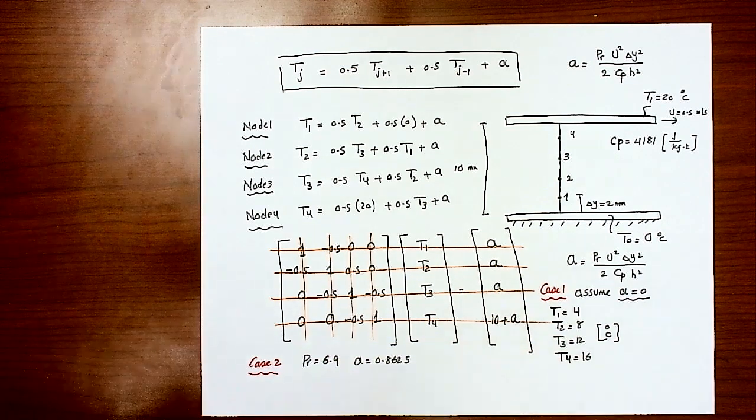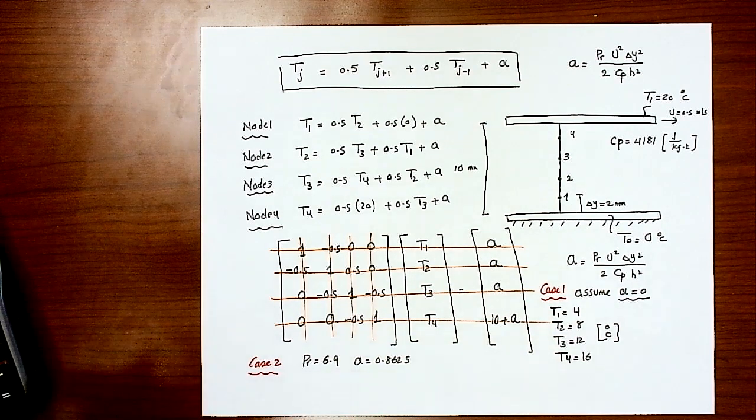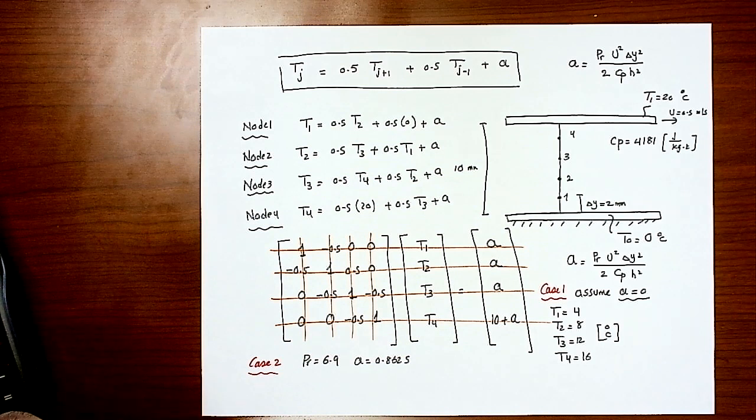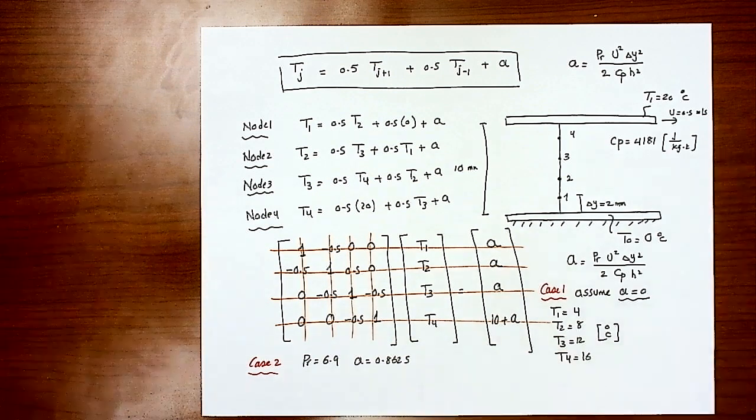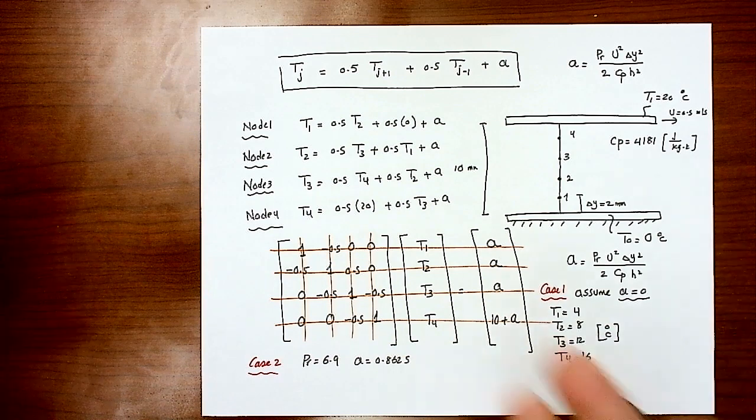So if I double check that number, if I multiply the Prandtl number, 6.9, times U square, which is 0.5 times 0.5, times delta Y, which is 0.002, then I will divide that by 2. 4181, that's the CP for water, and I will divide that by H, which is 0.01, divided by 0.01 again. Yeah, so I got a close number. So let's assume this is your A, you got a value for A, then you substitute into this equation.